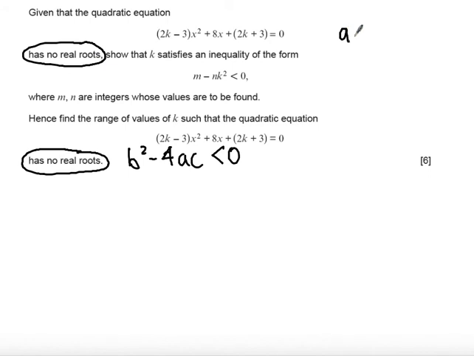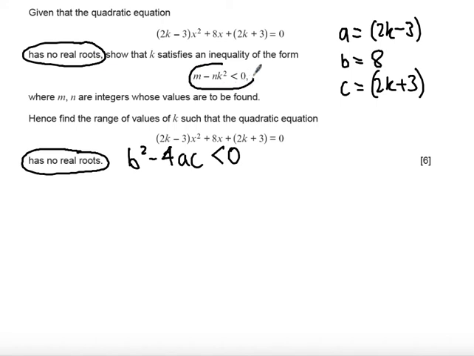It's always worth stating your values of a, b and c to make sure you're clear on what you're going to substitute. So a is 2k - 3, b is 8, and c is 2k + 3. Remember to keep these in brackets, it helps when working with b² - 4ac < 0. While there's a lot of information there, all it's doing is breaking it into stages. First of all, it's saying we want to show it in the form circled here, and then actually solve to find that range of values.